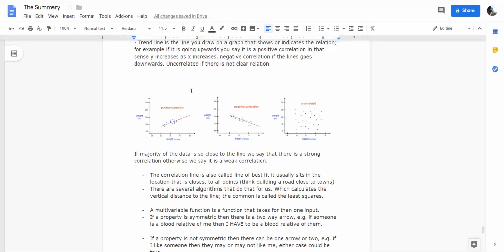And there's something else you should consider, and this is very important, because there are several methods to actually draw this line, but one of the common methods or algorithms is called least squares. So you basically calculate the vertical distance from the point to the line, or I'm not really sure how it's done, but if I'm not mistaken, it's the vertical distance to the next closest point, I think.